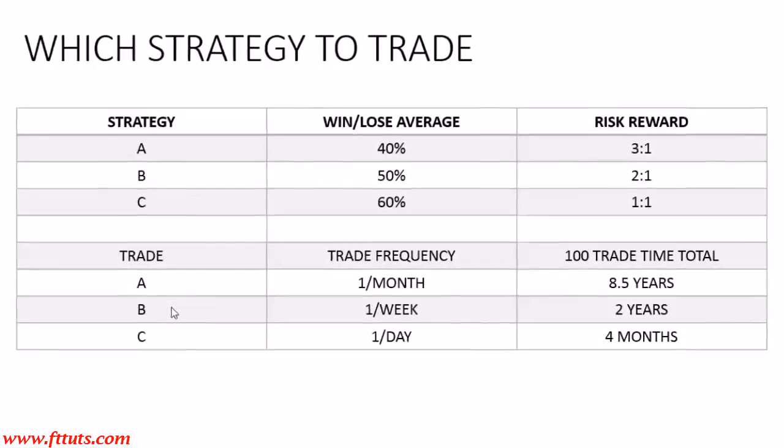But with strategy B, we find out that it gives you 1 trade per week, and for you to get to 100 trades, it took you 2 years. And then with strategy C, let's say daily, you get a trade each and every day, and to reach 100 trades, it takes you 4 months. So you also need to be on the lookout for the win-loss percentage, the risk reward, and the trade frequency. Trade frequency plays a huge role in the strategy that you're choosing.